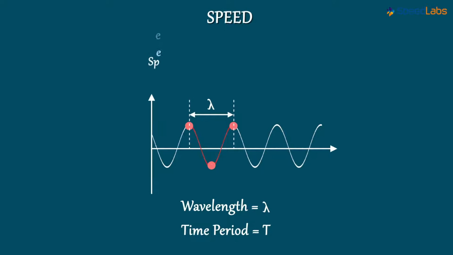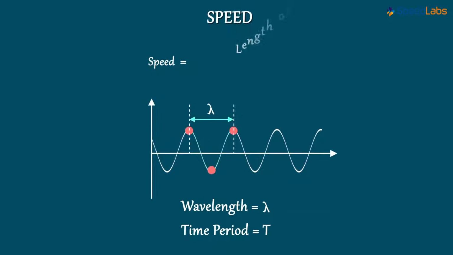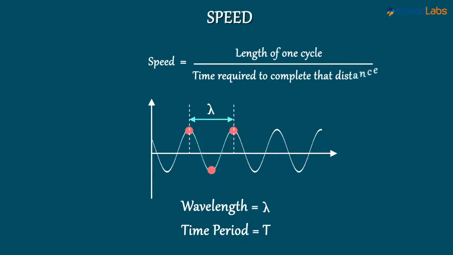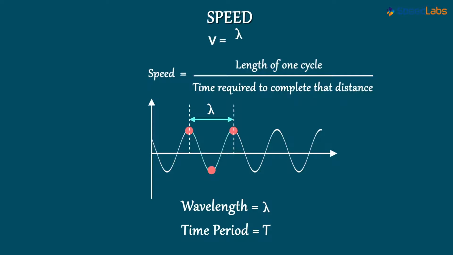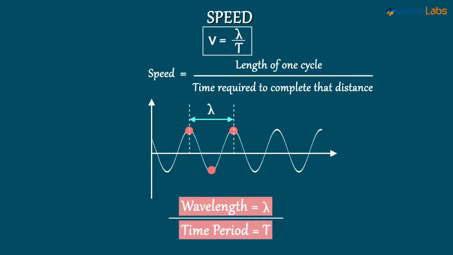So we can think of the speed of a sound wave as the distance travelled by a wave, equal to the length of one cycle, over the time required to complete that distance. Hence the speed v is the wavelength lambda over the time period T. Yes, it's the wavelength over the time period.